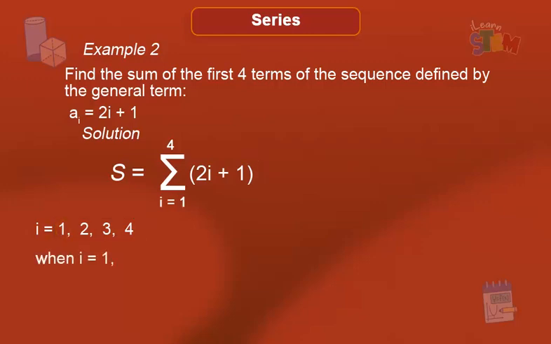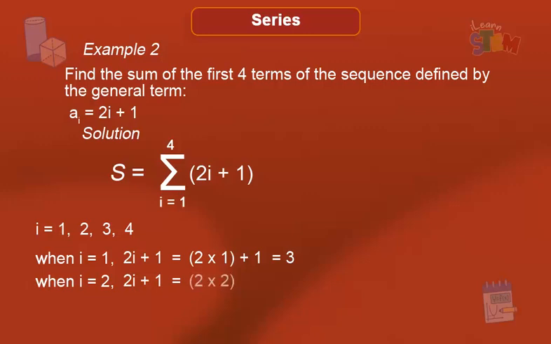When i equals 1, we substitute 1 for i into the general term. This gives us 2 multiplied by 1 plus 1. We will calculate the multiplication first. 2 multiplied by 1 is 2. 2 plus 1 equals 3. When i equals 2, we substitute 2 for i into the general term. This gives us 2 multiplied by 2 plus 1. 2 multiplied by 2 is 4. 4 plus 1 equals 5.